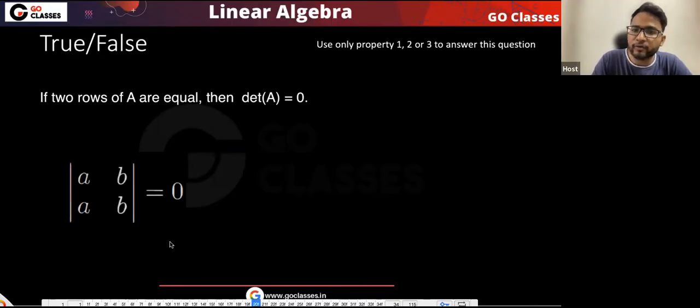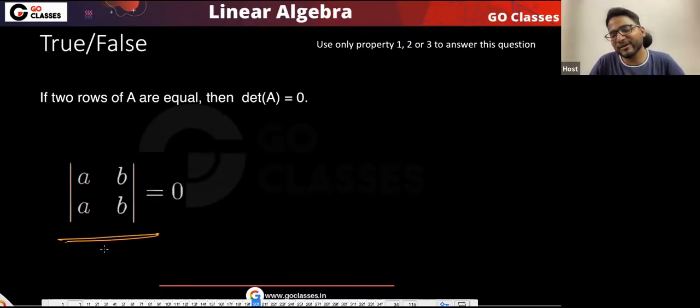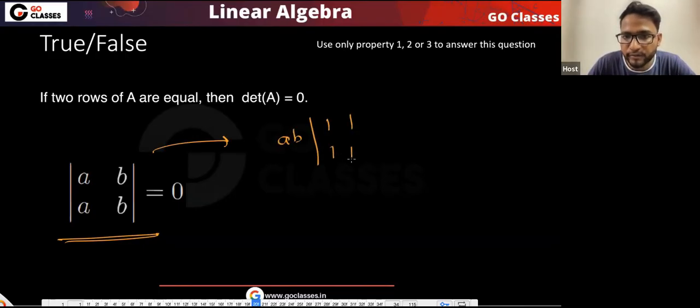If 2 rows of A are equal, then the determinant of A is equal to 0. Using property 1, 2, 3, answer me. You might know that this is true, but why is it true? Can anyone do this? It is a little interesting. Do not apply any rank and so on, just property 1, 2, 3. Apply one how? This is not an identity matrix. I will take A common and B common, and then it will be 1, 1, 1, 1. Then what next?